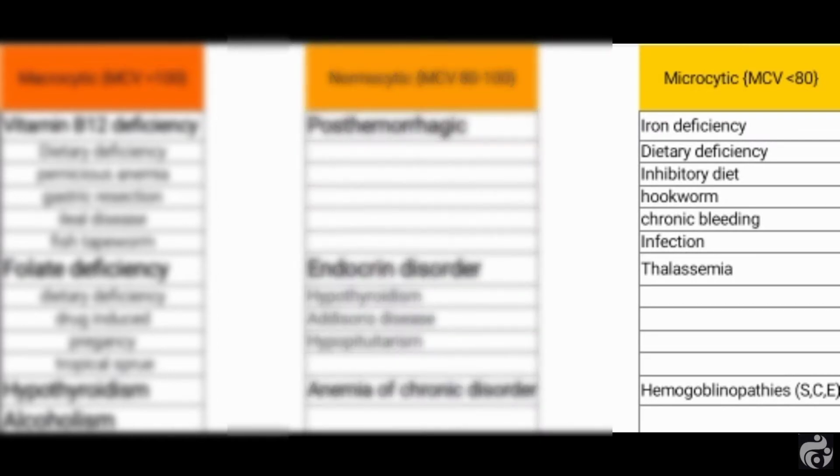And the microcytic can be due to iron deficiency because of dietary deficiency, inhibitory diet, hookworm, chronic bleeding, and infection, due to thalassemia, or due to hemoglobinopathy.